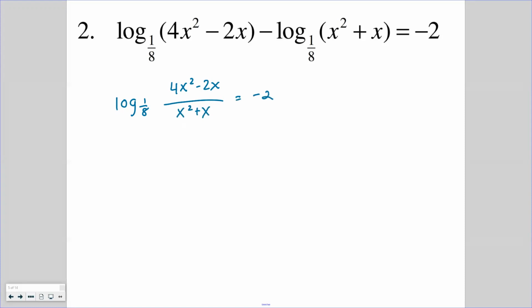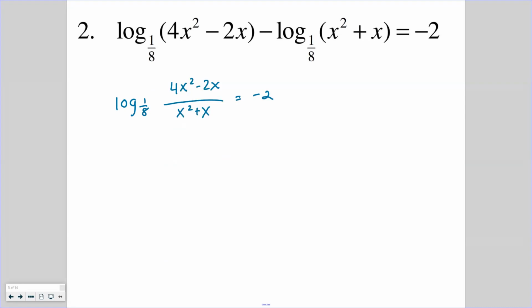When we apply this rule, order matters. So we always take the first argument and divide it by the second argument. So the second argument always has to go on the bottom. Just remember that. Every once in a while, I get somebody that switches it, and you'll just get the wrong answer there.